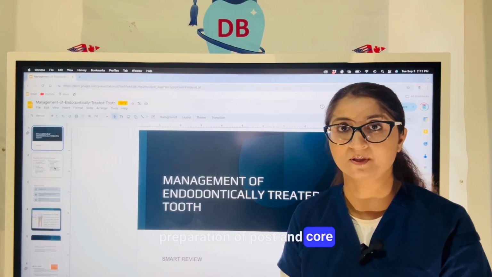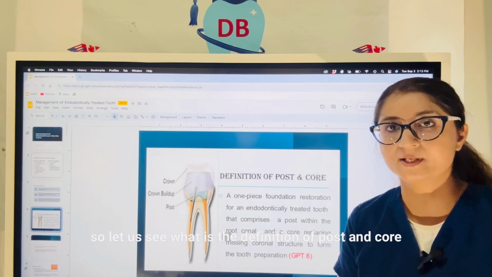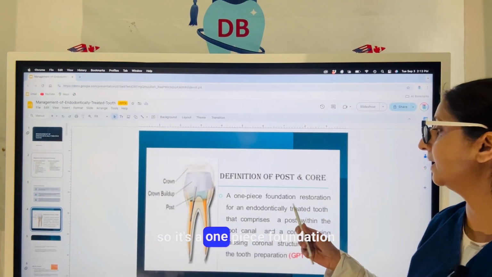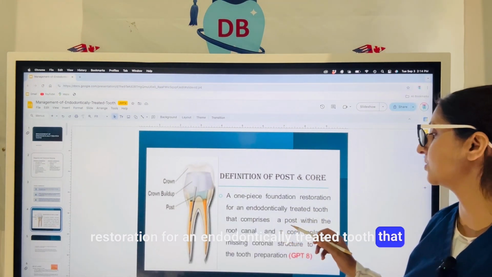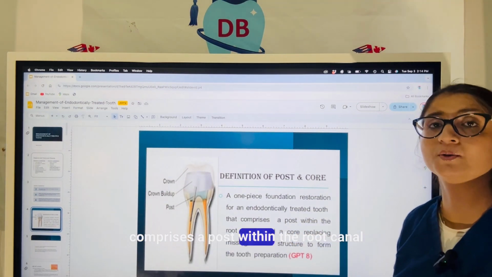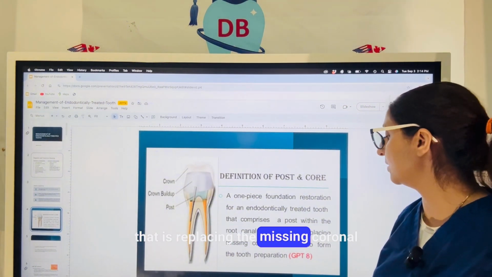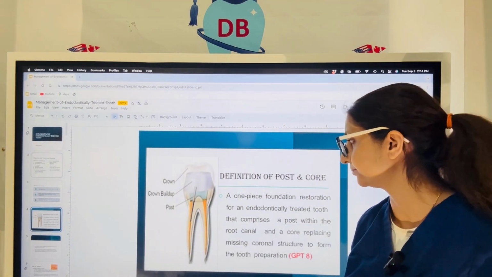Preparation of post and core in this video. So let us see what is the definition of post and core first. It's a one-piece foundation restoration for an endodontically treated tooth that comprises a post within the root canal and a core that is replacing the missing coronal structure to form the tooth preparation.